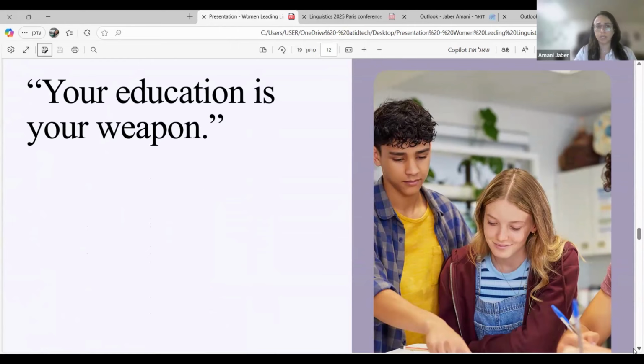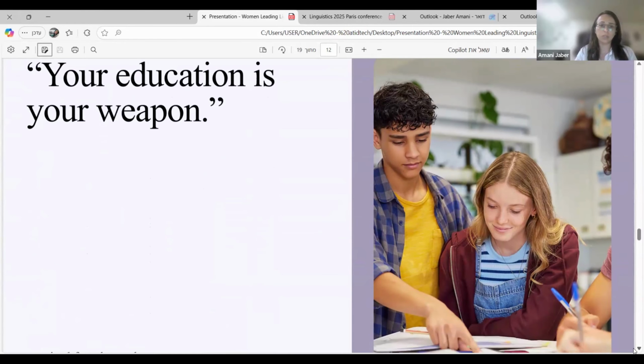Why do you adopt it? And they say, your education is your weapon. So basically, if they adopt a different or more modernized sound or phonological sound, for them, it is a sign of education. This is how to show the society that they are more educated, that they are at a higher level, and this is kind of a status.